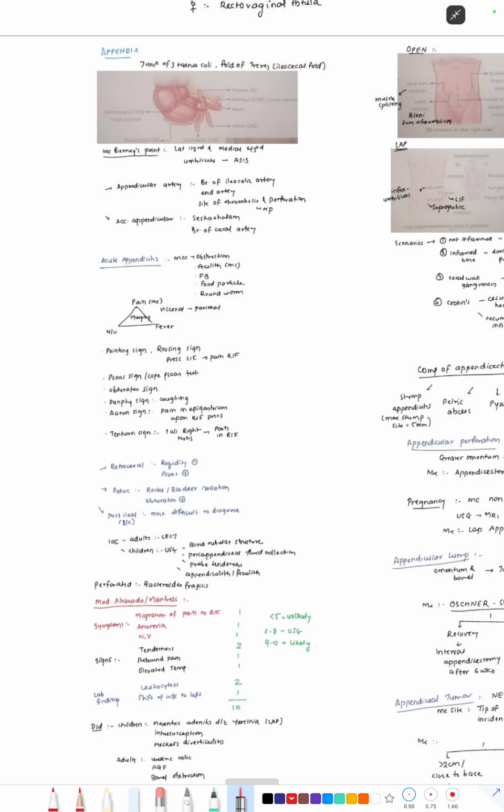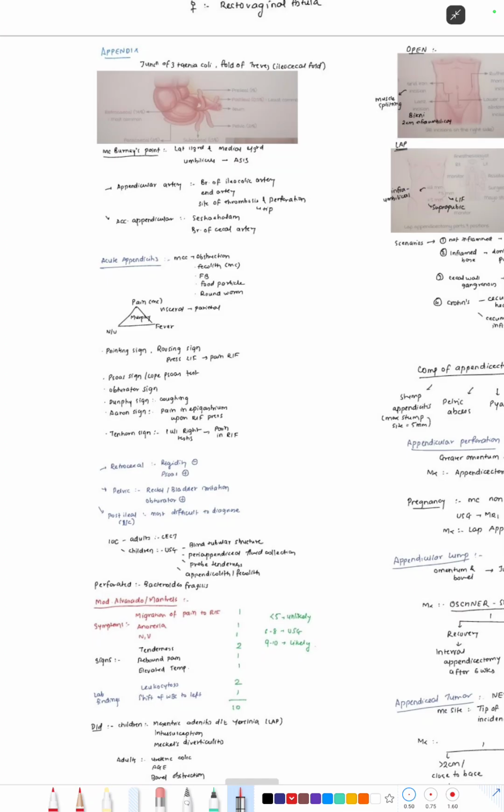Appendicular artery, which is a branch of the ileocolic artery, is an end artery, and it is the most common site of thrombosis. Most commonly thrombosis happens at the level of the tip of the appendix. Then the accessory appendicular artery, also called the artery of Seshachalam, is a branch of the cecal artery. In acute appendicitis, the most common cause of obstruction is fecolith. Then foreign body, food particle, and roundworm or Ascaris infection.